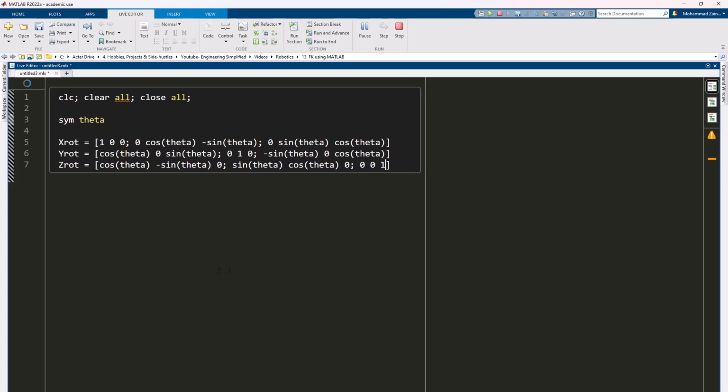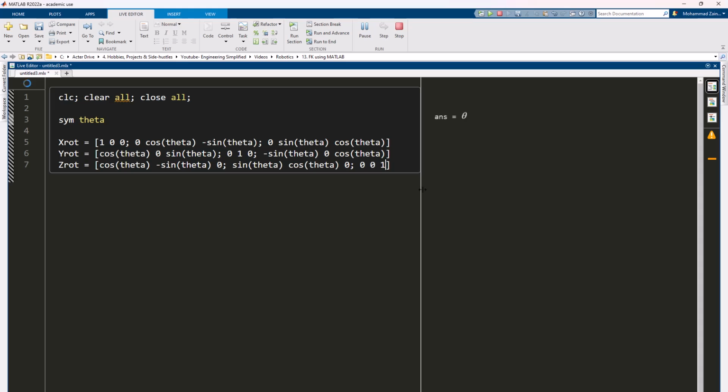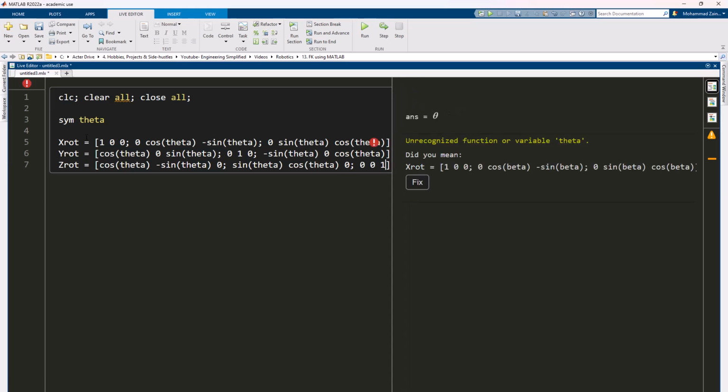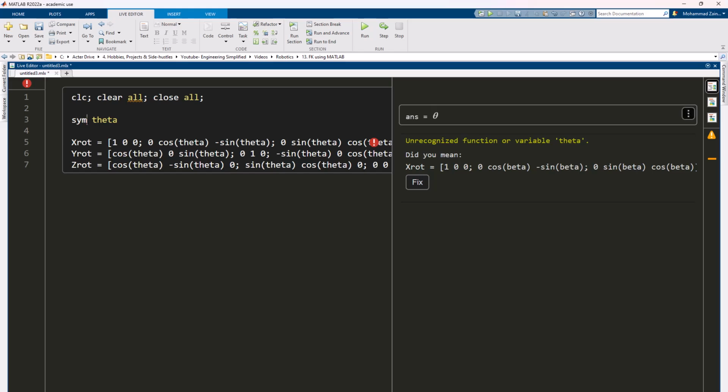Let me just run it and we can see the result on the right side. Okay, so yes, I think I made a mistake.